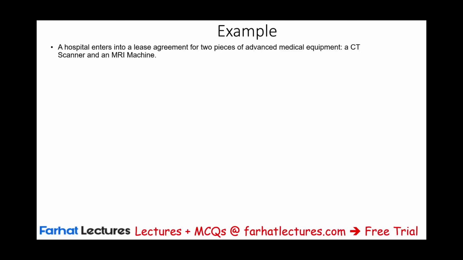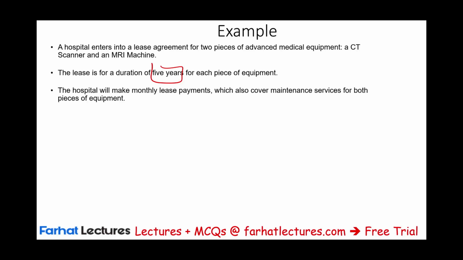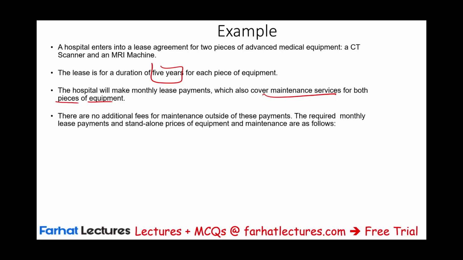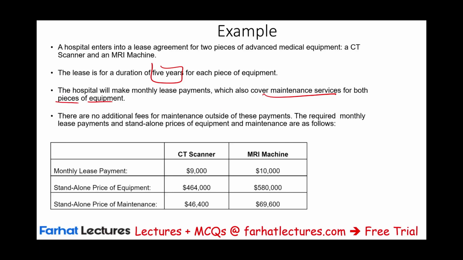Let's assume a hospital enters into a lease for 2 pieces of advanced medical equipment, a CT scanner and an MRI machine. The lease is for the duration of 5 years for each piece of equipment. The hospital will make monthly payments, which also cover maintenance services for both pieces of equipment. There are no additional fees for maintenance outside of these payments. The required monthly lease payments and standalone prices are as follows. So, the monthly lease payment for the CT scanner is 9, for the MRI machine is 10. These are the standalone prices.